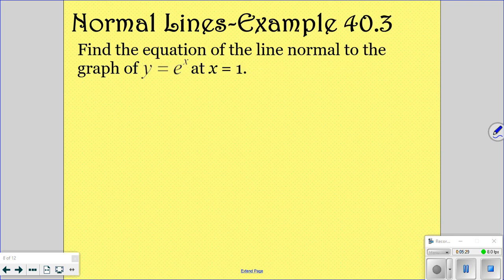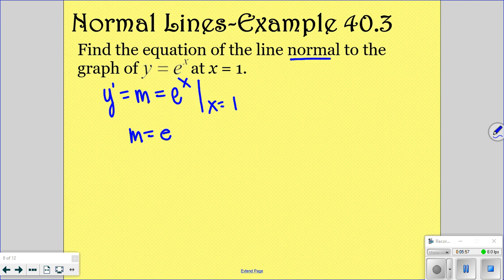So we want to find the equation of the line normal to the graph of y equals e to the x at x equals 1. So the first thing we have to do is find our slope. And our slope is found from our derivative. So the derivative of e to the x is e to the x. And then we need to evaluate it at x equals 1. So our slope is going to be e to the 1, which is just e.